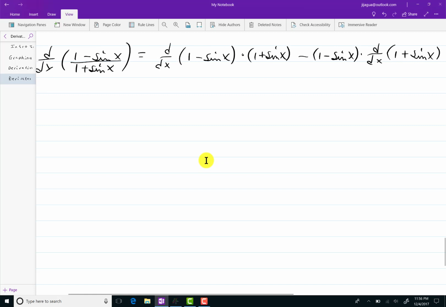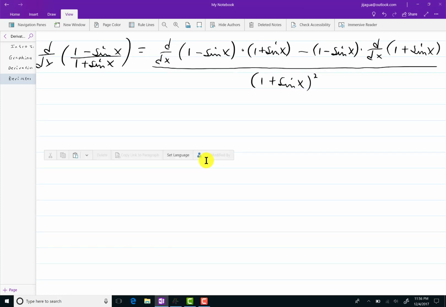And all of that is over 1 plus sine of x squared. All right, let's go ahead and compute all those then. That equals, the derivative of 1 minus sine of x is negative cosine of x. And that'll be times 1 plus sine of x.